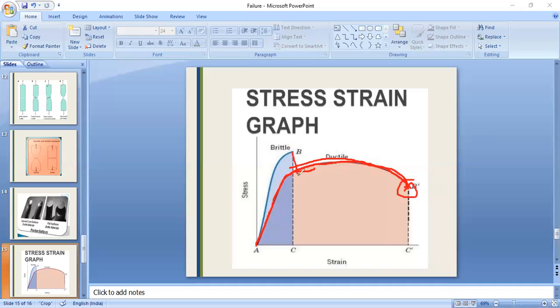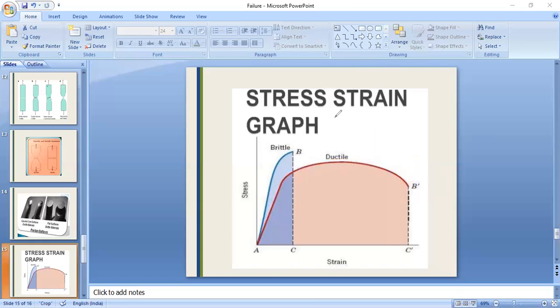Within this region, we can identify and take precautions so that we can avoid the fracture of the material. By stopping the load or reducing the load, at this stage, or this stage, or this stage, we can avoid the fracture of the material in this way.